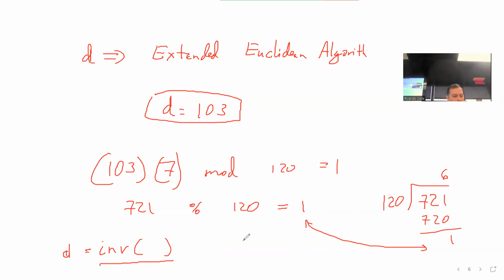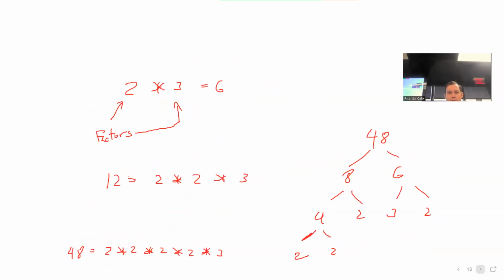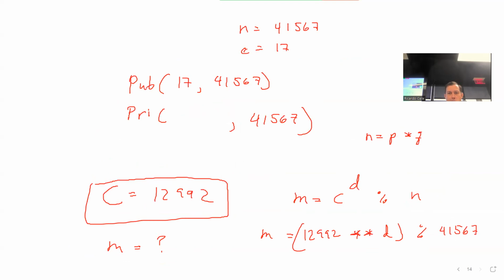So then now what we need is to go to FactorDB. Oh yeah, I have P and Q. So let's go. I haven't written that yet. So what I need is, from N, I need P and Q. N is 41567. Okay. So let's open up the web.